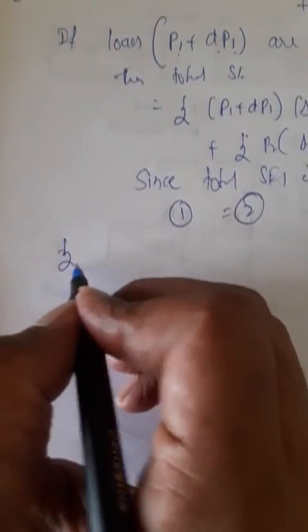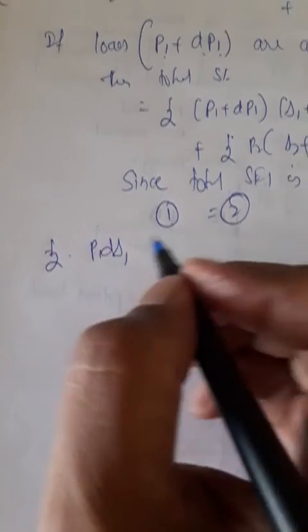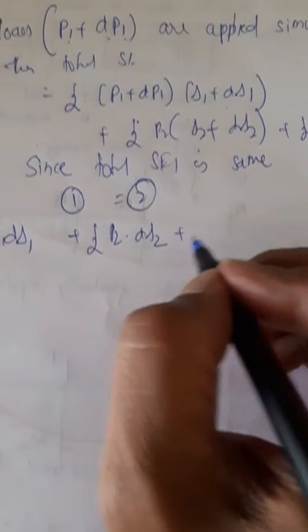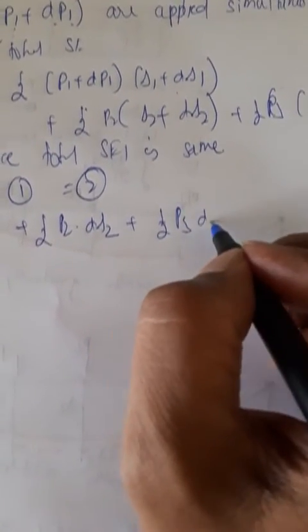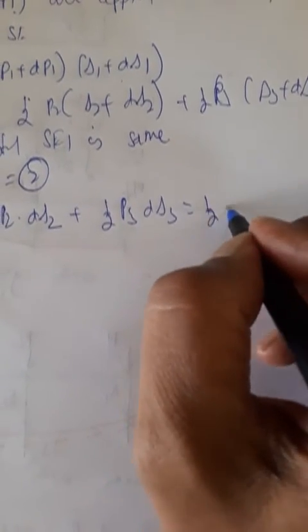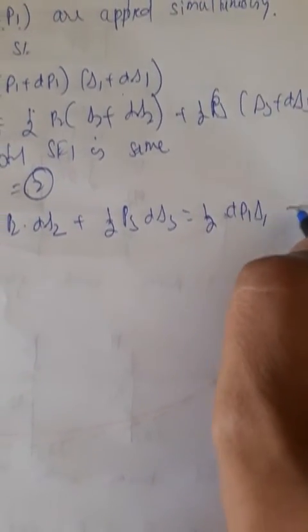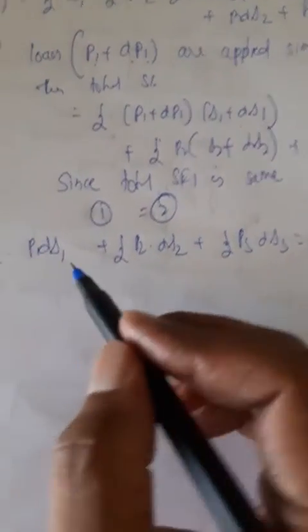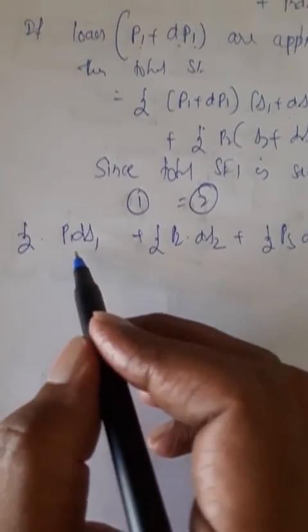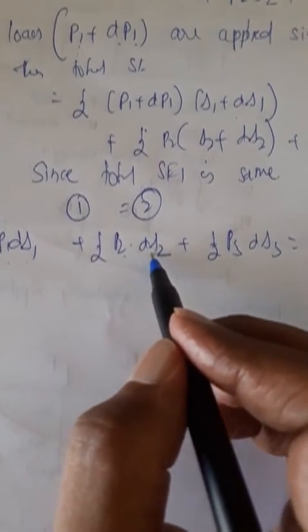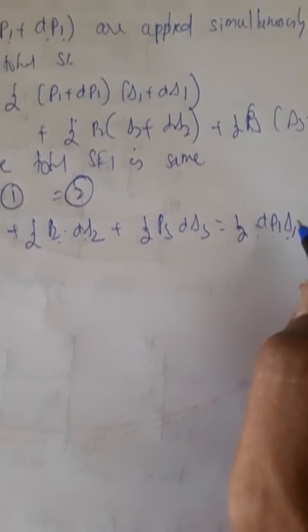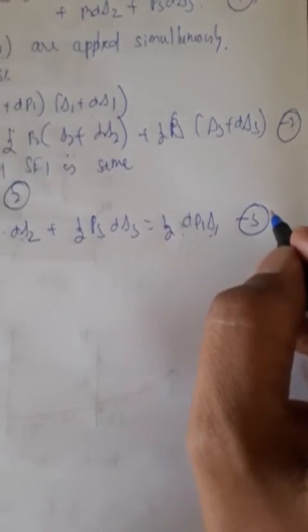So I will have half P1 d of delta 1 plus half P2 d of delta 2 plus half P3 d of delta 3 is equal to half P1 delta 1. Equating equation 1 and 2, I eliminate the common terms. So I am left with half P1 d of delta 1 plus half P2 d of delta 2 plus half P3 d of delta 3 is equal to half d of P1 into delta 1. Let this be equation 3.